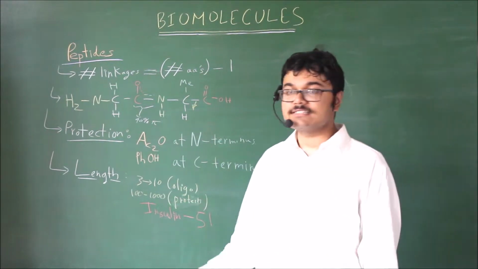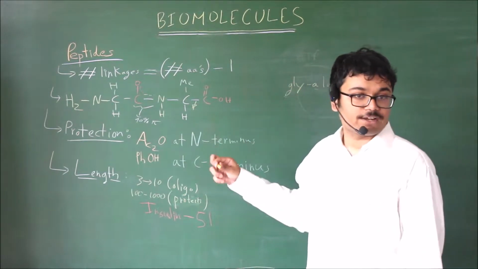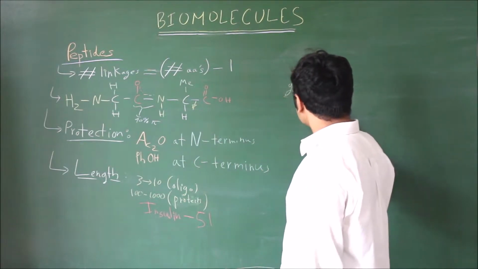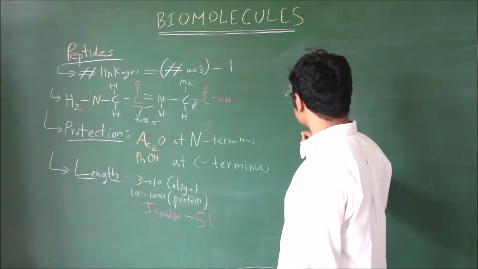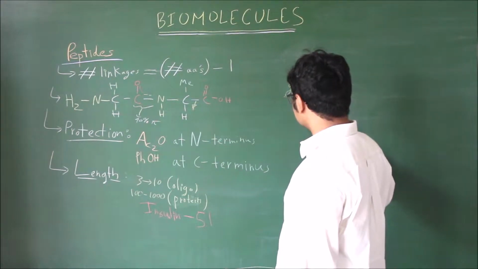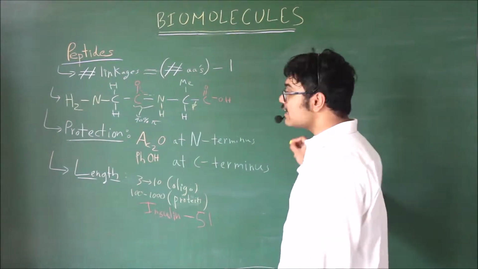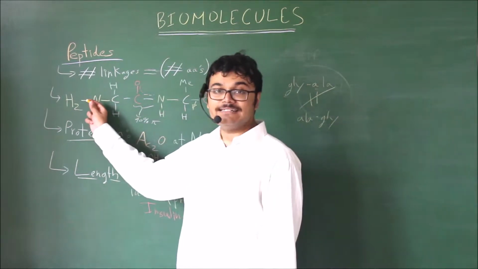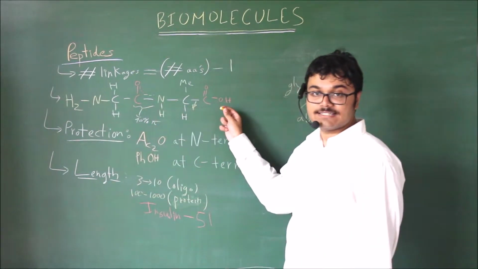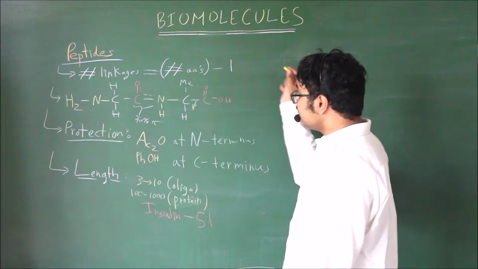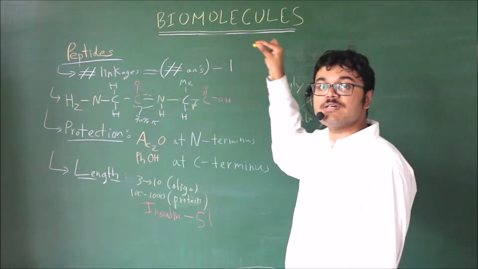Also, you should notice that this is not commutative. I cannot just reverse this around. GlyAla is not the same as AlaGly. AlaGly would be an N-terminal alanine and a C-terminal glycine. This is an N-terminal glycine and a C-terminal alanine.